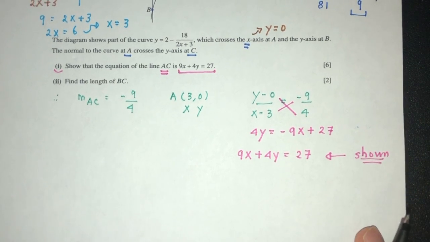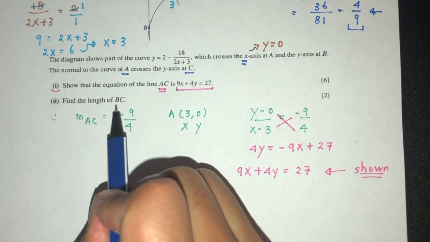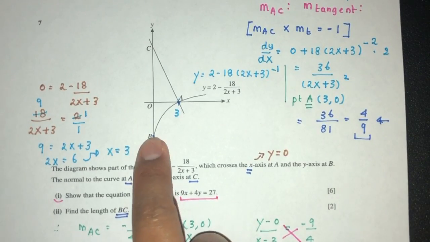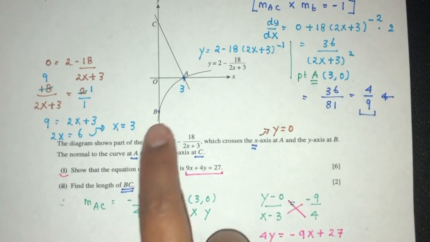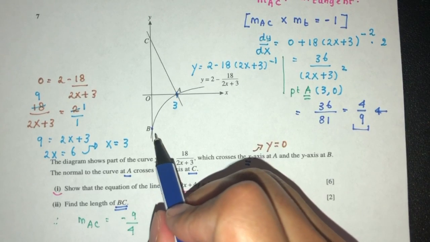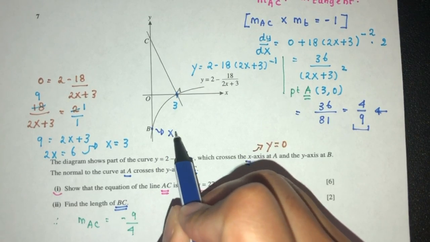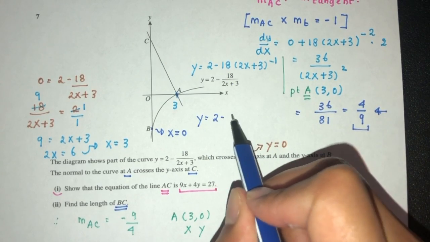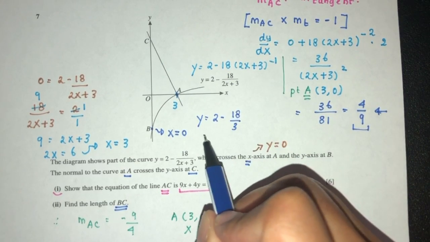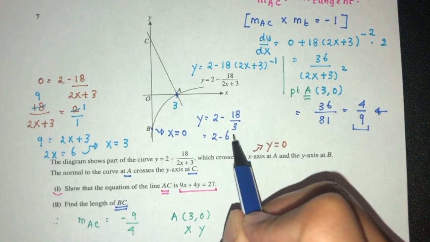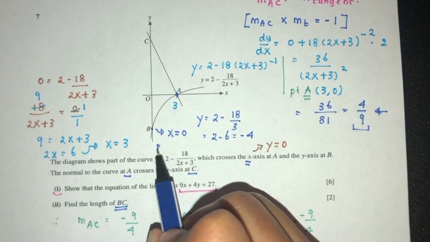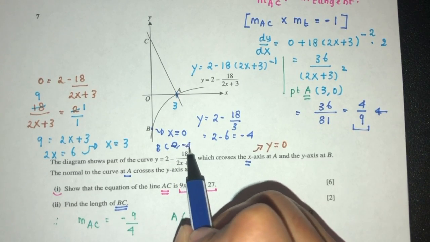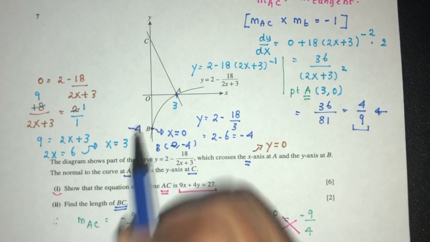Now for part 2, we have to find the length of BC. Okay, so to find the length of BC, we have to find the point B and the point C. So let's first find the point B. The point B is on the y-axis, where the value of x has to be 0. Replace back in your equation. y will be 2 minus 18 over 3. That should be 2 minus 6, which is minus 4. The point B is (0, minus 4).